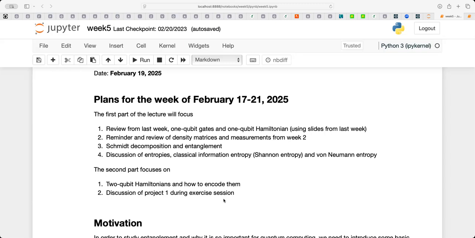The topic of density matrices and measurements also becomes relevant for project number 1, because when we simulate a quantum mechanical system now, we're actually going to make measurements on the system. The second part is us moving into the qubit Hamiltonian, the simpler one, and we will also see how we can simulate that qubit Hamiltonian.